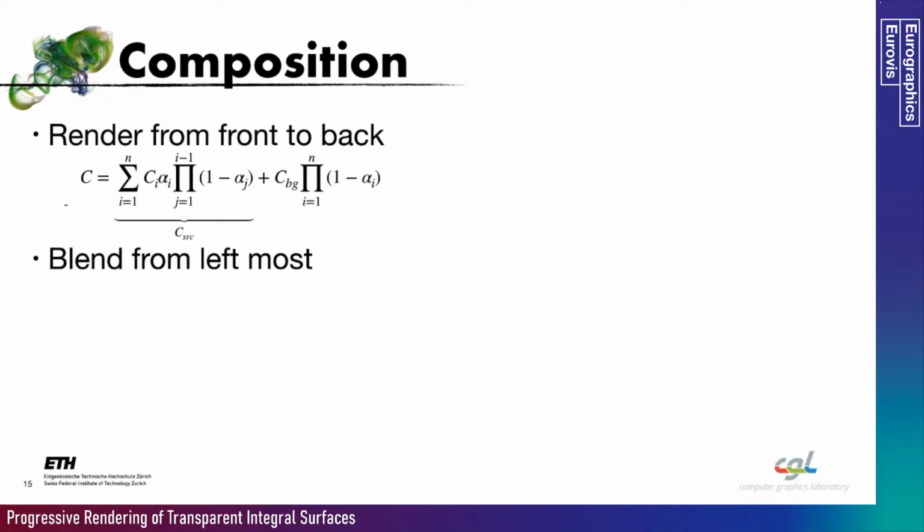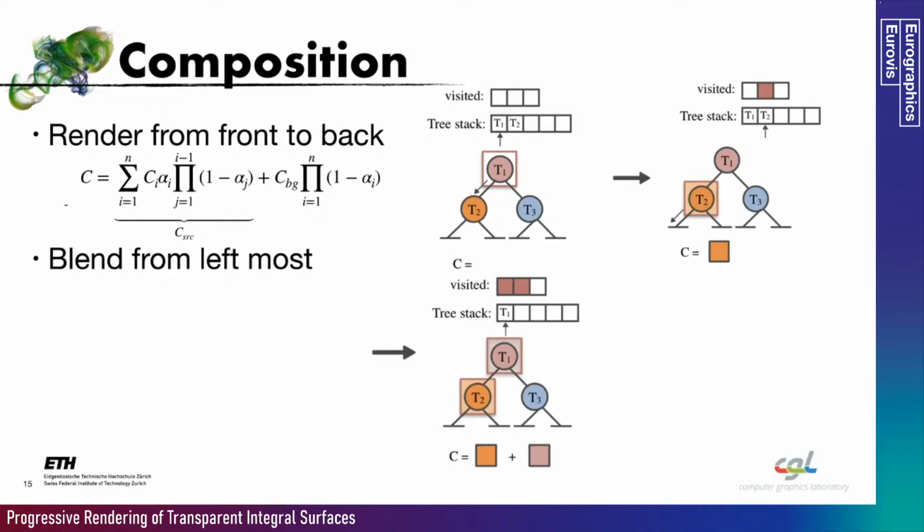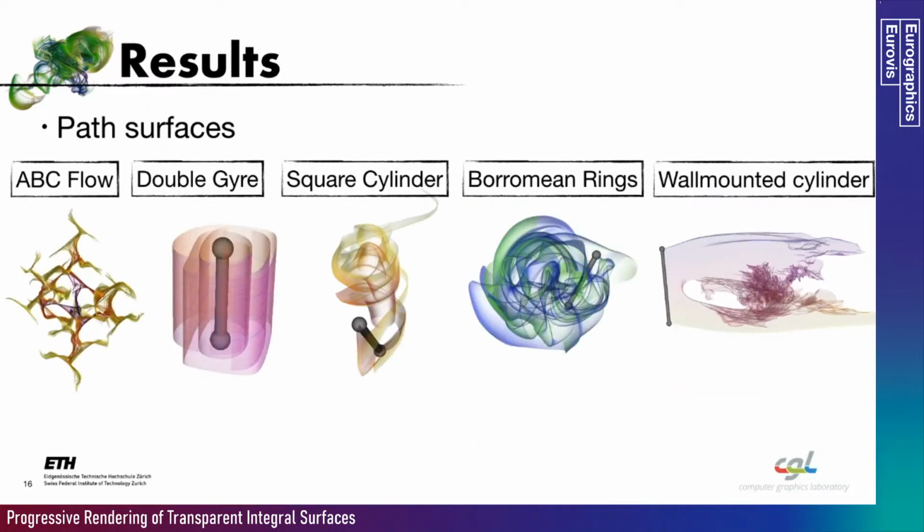After inserting the fragment linked list into the tree, we render the tree with a front-to-back scheme. Our tree is naturally sorted by depth, and hence we simply blend from the leftmost node until we have visited all the nodes in the structure.